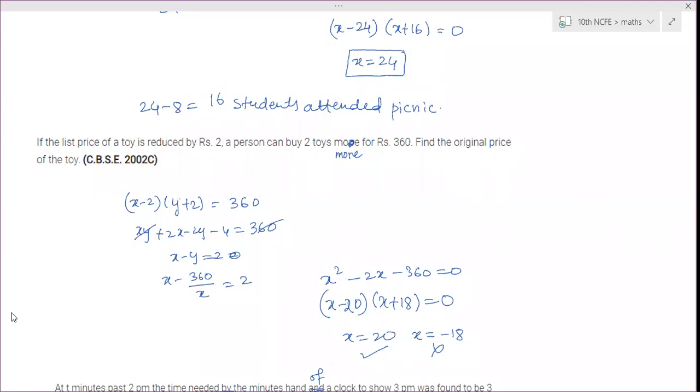Any other doubts? Any doubt in the chapter? Yes, Yuvika? I have a doubt in the 11th and 10th one. The 11th one. Okay.